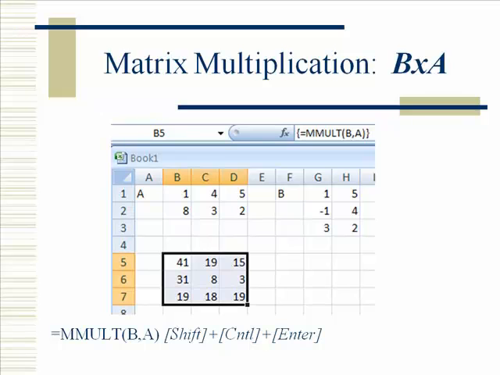If I switch the order, so I multiply B times A, B has 3 rows and A has 3 columns. And so I get a 3 by 3 matrix as opposed to a 2 by 2. But the process is still the same.